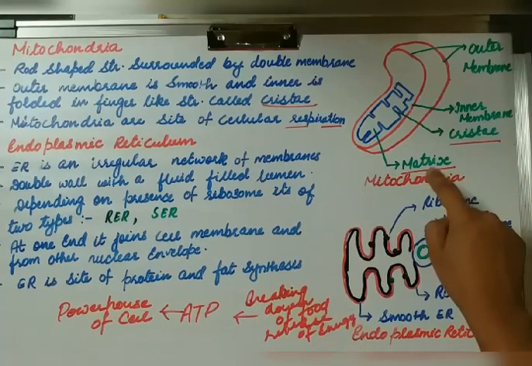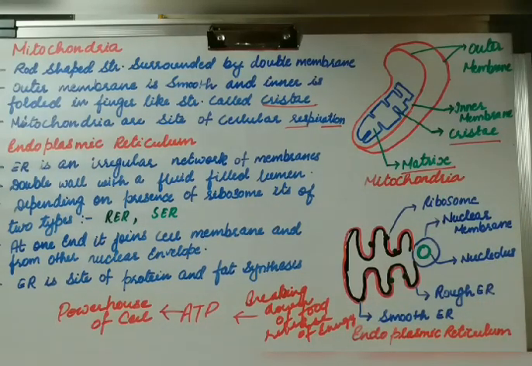Inside the cristae is a matrix, and the mitochondria are the site of cellular respiration, and thus release the energy in the form of ATP. And due to this reason, it is also known as the powerhouse of the cell, and it is present in both plant and animal cell. So this is all about your mitochondria.